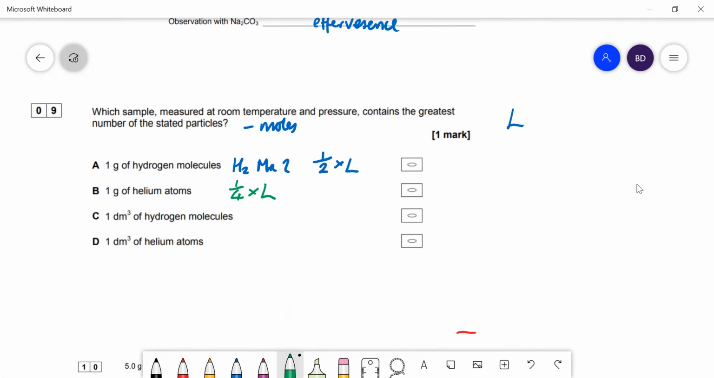Now these are volumes of a gas. So the moles of a gas at room temperature and pressure is equal to the volume in dm cubed over 24. So how many moles of hydrogen? We've only got 1/24, which is way less than the other ones. So the number of hydrogen molecules is going to be 1/24 times L. And for helium, well, we've only got 1/24 moles of helium as well. So that's a lot less than the others. So the one with the most particles is going to be that one there, A, the hydrogen.